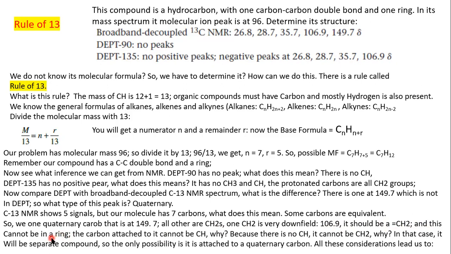So this cannot be in a ring. This CH2 having a double bond cannot be in a ring, because if there is a double bond in a ring, then the number of hydrogens that carbon can have maximum is 1. The carbon attached to it cannot be CH. Why? Because there is no CH in our compound. It cannot be CH2. Why? Because if CH2 is attached with this CH2, then that will be a separate compound. So, only one possibility is there. That is, this CH2 is attached with a quaternary carbon. So here is a quaternary carbon.